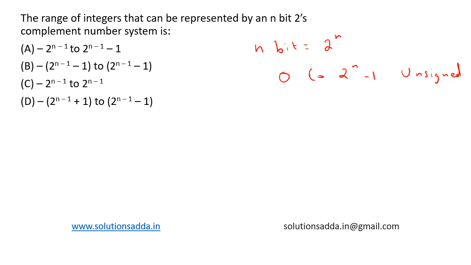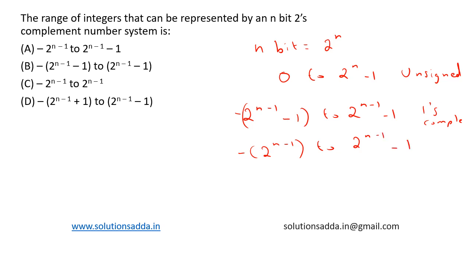Whereas in 1's complement representation, it ranges from minus 2 to the power n minus 1 to 2 to the power n minus 1 minus 1. This is 1's complement. And in 2's complement notation, since there is only one single representation for 0, unlike 1's complement representation, we have minus of 2 to the power n minus 1 to 2 to the power n minus 1 minus 1. So based on the options, option A is the correct answer here. And this is 2's complement notation.